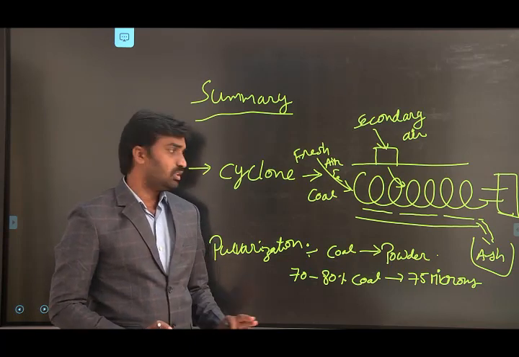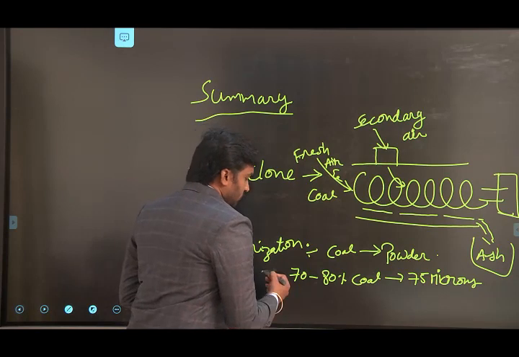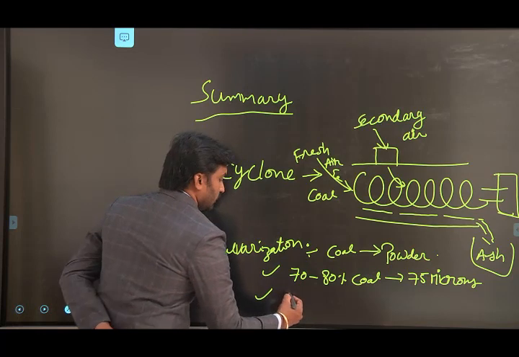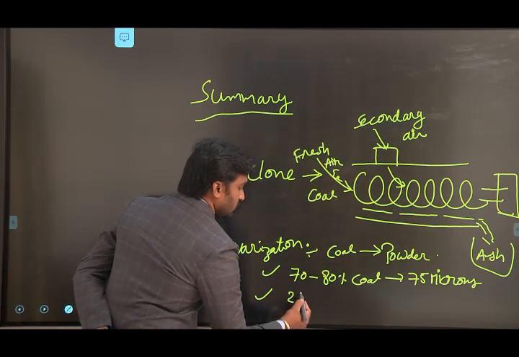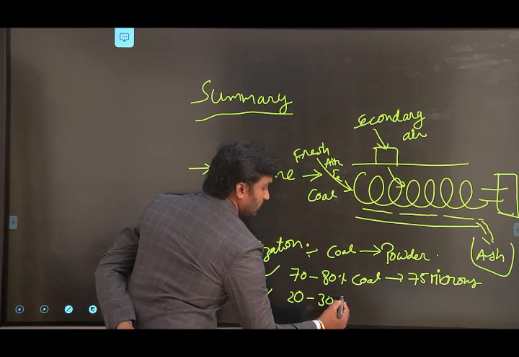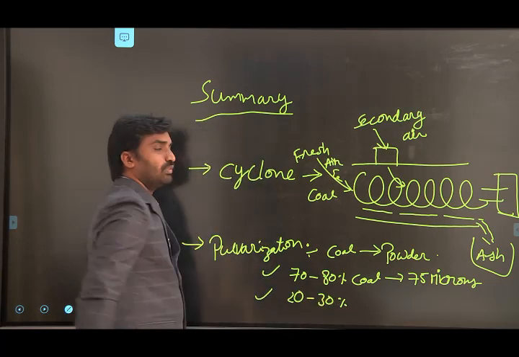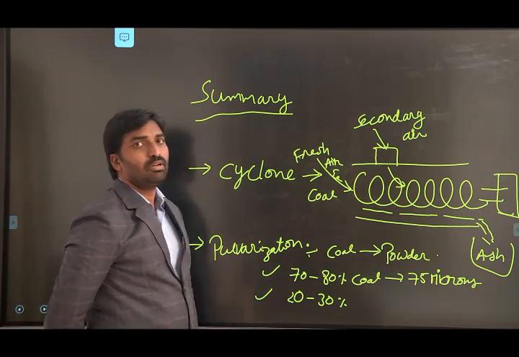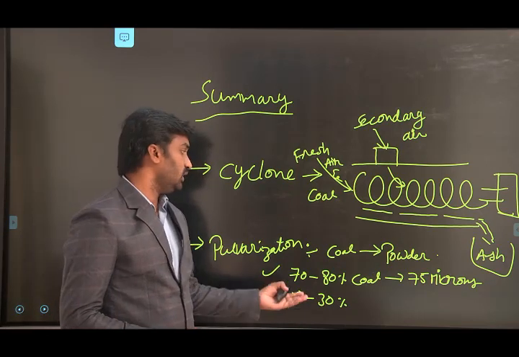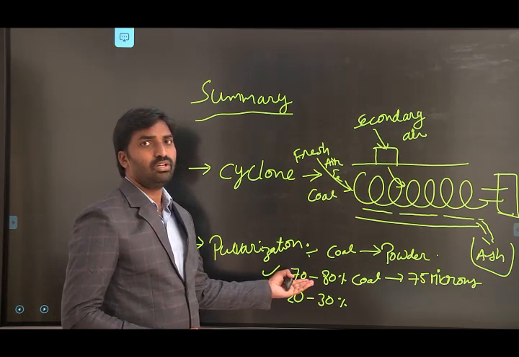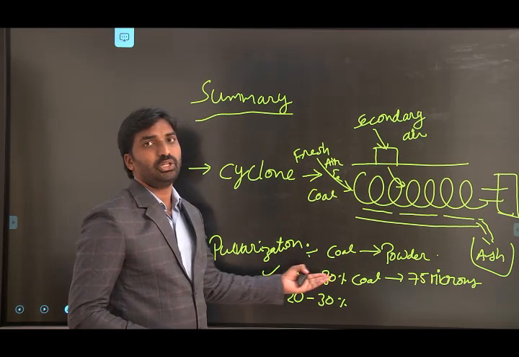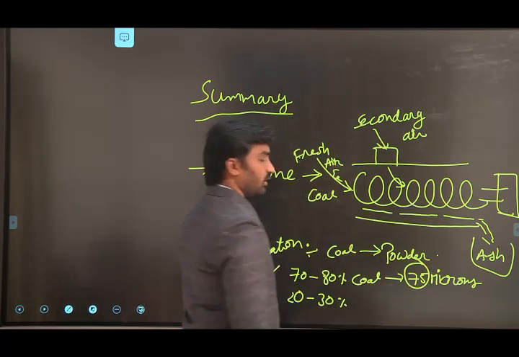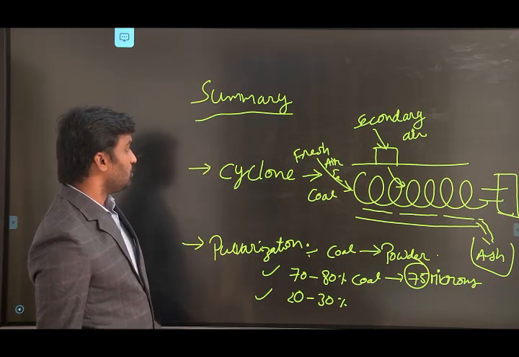Generally, in normal efficiency plants, the ratio of 75 micron particles is 20 to 30%. So for the normal combustion process of coal, we are using 20 to 30%. But if you want higher combustion efficiency, we convert the maximum amount of coal, that is 70 to 80% of the coal, into powder with a size of 75 microns.